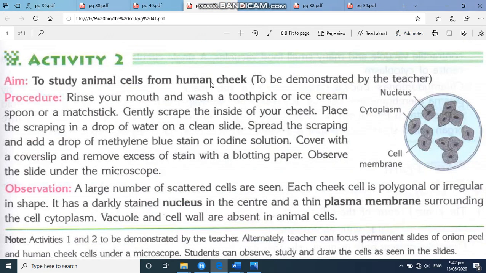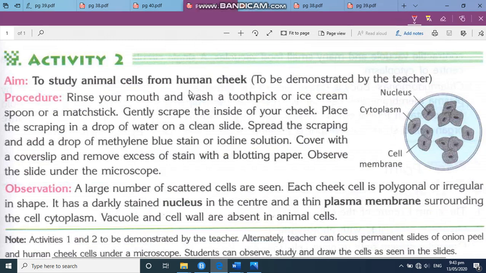Further, we are going to read activity 2. To study animal cells from the human cheek. What you are going to do is rinse your mouth with water, wash, and then take a toothpick or an ice cream spoon or a matchstick. Scrape the inside of your cheek. You have to remove a part of the skin from the inside of your cheek. Now put that scraping in a drop of water on a clean slide.